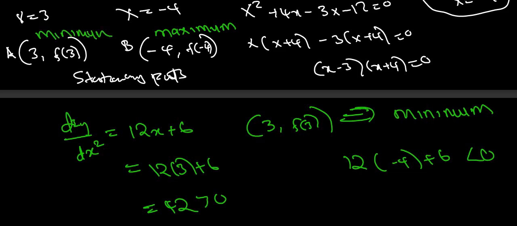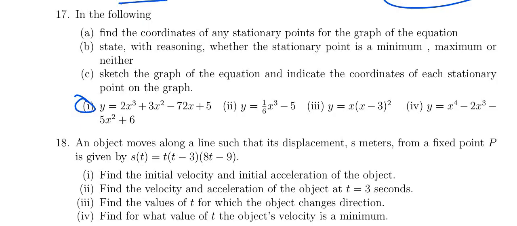Now this should help you to sketch. Under calculus, when we're sketching, we're just interested in these same two points. We have 3 comma f of 3, somewhere there, a minimum. Then we have negative 4 somewhere there, which is supposed to be a maximum. According to this, the constant is 5, right? So we're having a 5.